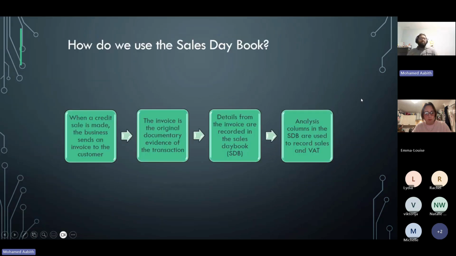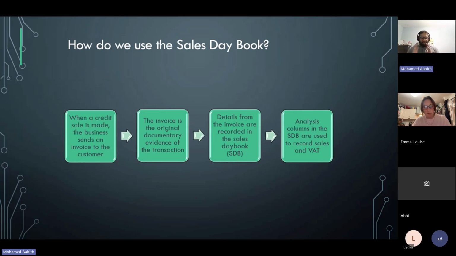So here, what we use the sales daybook for. The sales daybook is used when we make a credit sale and the business sends an invoice to a customer. That invoice itself is the official document. The invoice is the original document evidence of the transaction. That means we are demanding your customer to pay for the goods they bought on credit.